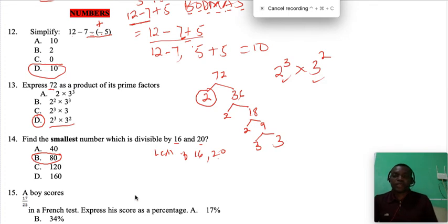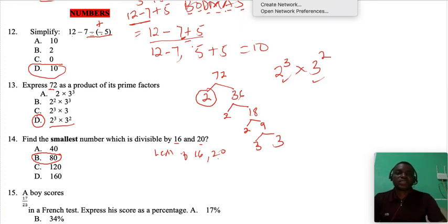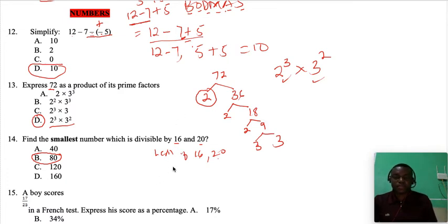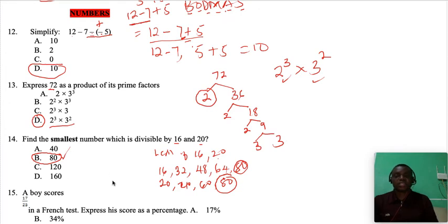So when we are finding the LCM of 16 and 20, what we can do is to first list the multiples of 16. So 16, then times 2 is 32, times 3 is 48, 4 is 64, 5 is 80. Then 20: 1 is 20, 2 is 40, 3 is 60, 4 is 80. So you see the common member is 80. So the smallest number which can be divided by 16 and 20 is 80. Then you take your answer.